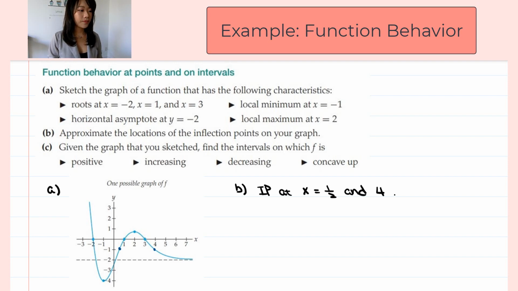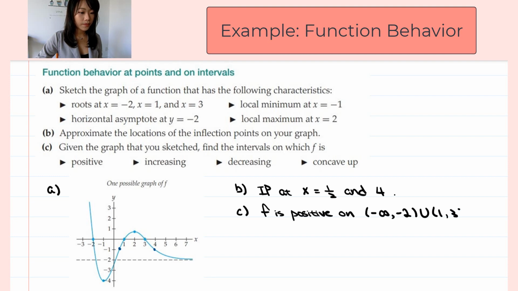How about part C? Given the graph that you sketched, find the intervals on which the function is positive, increasing, decreasing, and concave up. Let's start with positive. A function is positive when the function on the graph is above the x-axis. Using interval notation, f is positive on from negative infinity to the first root, -2, and from 1 to 3. So union 1 to 3.